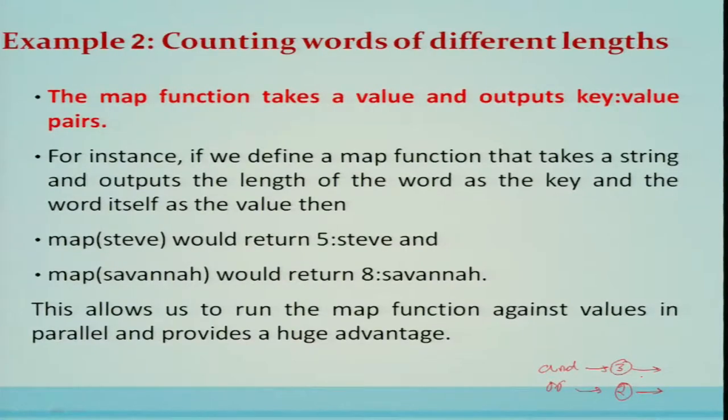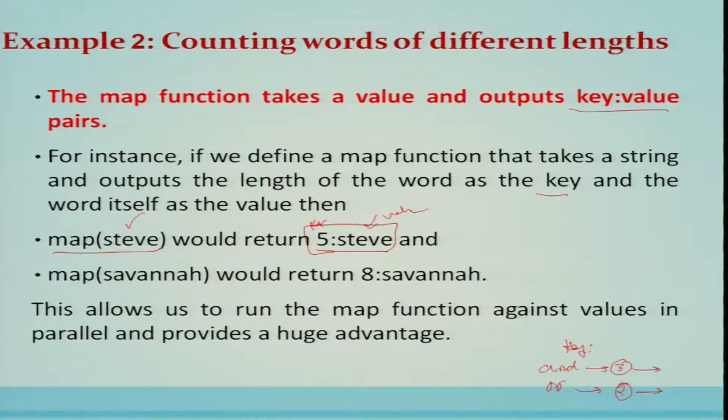So, the map function takes the value and outputs the key colon value pair. So, first key will be output, and its corresponding value will be given. So, for instance, if you define the map function that takes the string and outputs the length of the word as the key and the word itself as the value. So, if we give map to Steve, this particular map will return the length of this particular word as a key and the value will be the word itself.